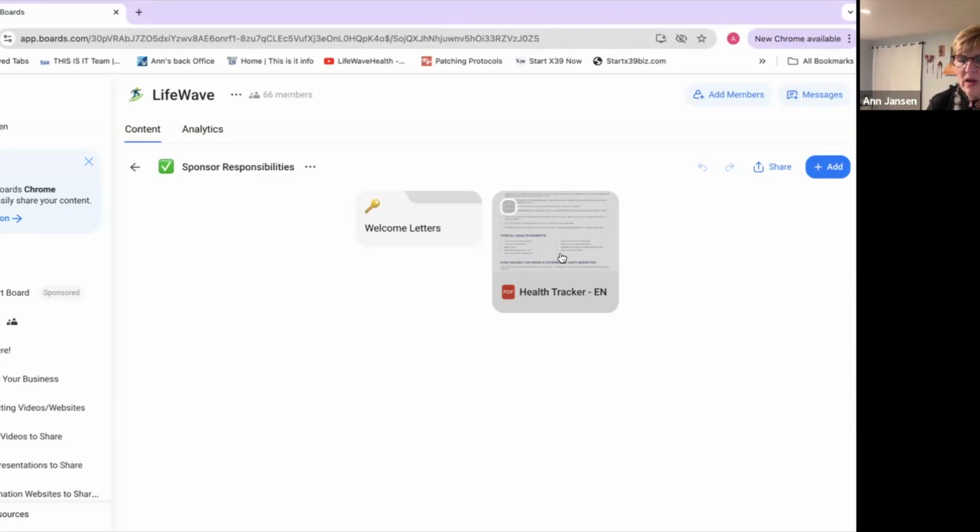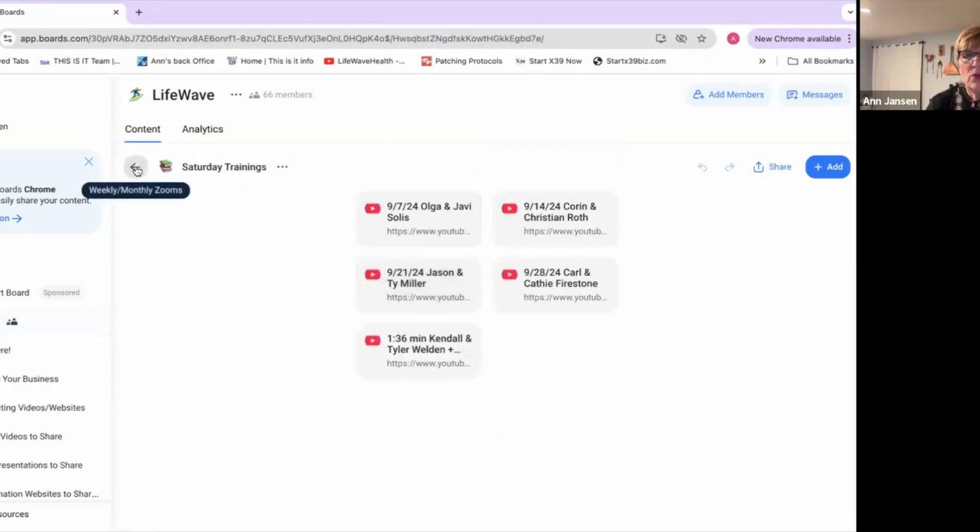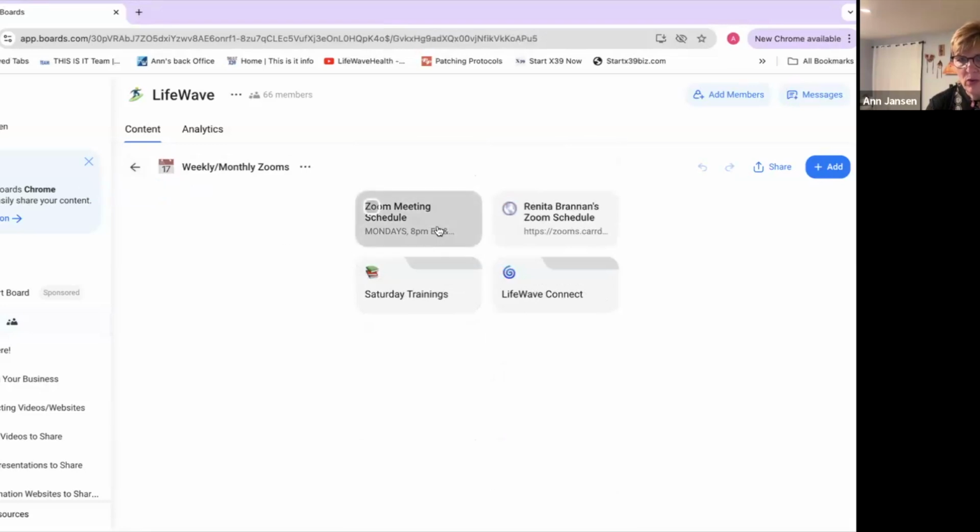And on the health tracker on the back, we want to put any meds that they have or their blood pressure, their cholesterol level and stuff. So any information that you can help them to put on there is great. Weekly Zooms, these we highly recommend if you're building a business to be on these Zooms. If you are not, your business will not grow as fast.